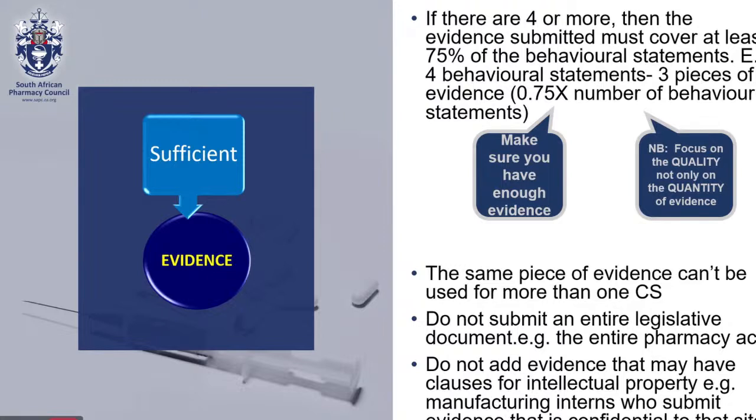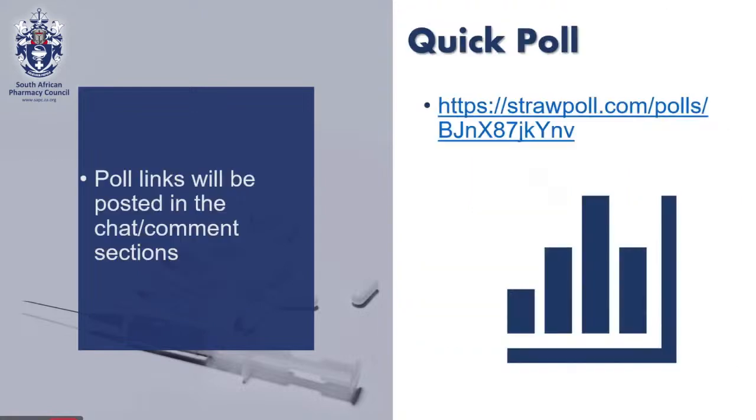So do not add evidence that may have clauses for intellectual property, especially for manufacturing interns. If there are clauses for intellectual property, make sure that you are allowed to use it and you do not need to redact too much of the information. So sufficient, as I said, if it is 4 or more behavioral statements, 75%, and one piece of evidence can be used for more than one behavioral statement in one CPD, but it depends on what you want to prove.